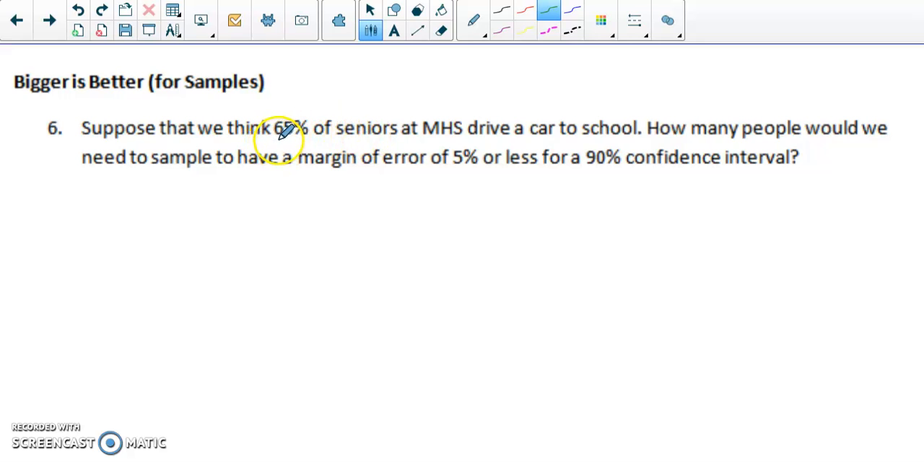And our 65% is just the sample proportion, because that's the percentage of seniors at MHS that drive a car to school. So again, let's just read it. Suppose that we think 65% of seniors at MHS drive a car to school. How many people would we need to sample to have a margin of error of 5% or less for a 90% confidence interval? So again, we have the margin of error, we know the confidence level is 90%, we have our p. The only thing we don't have is the n, and that's what we have to find.